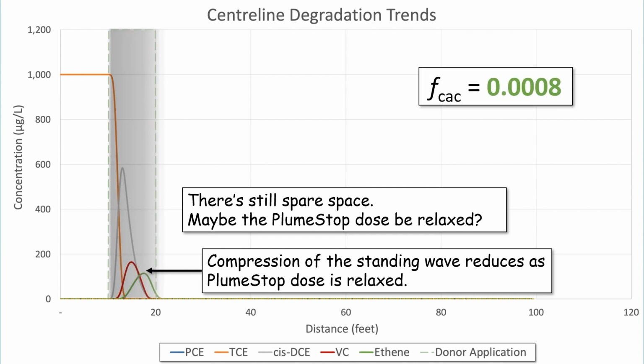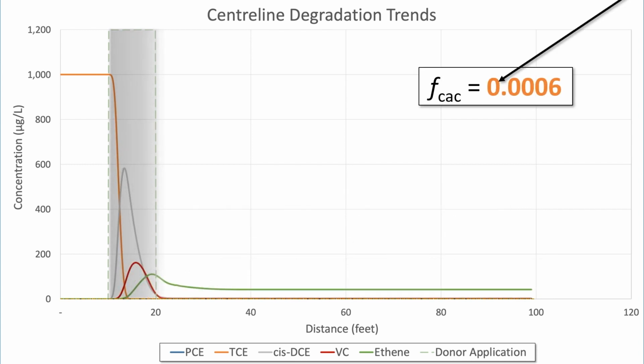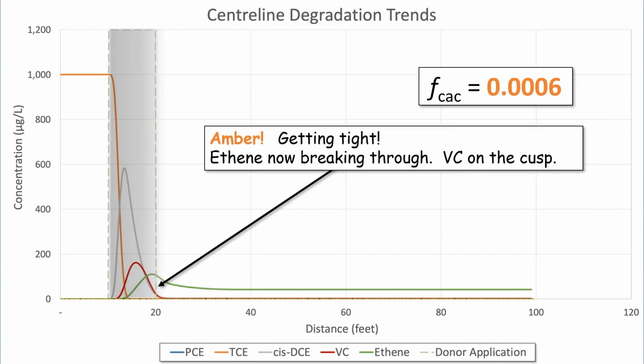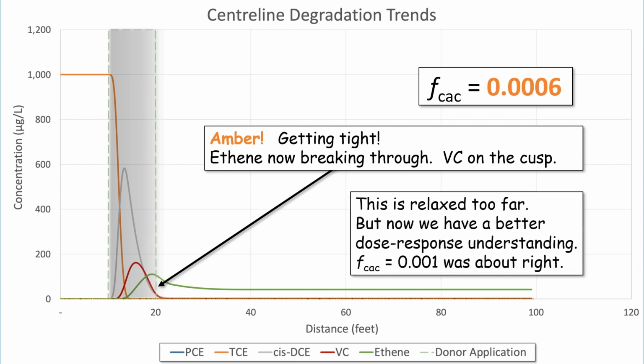0.008, ethene is almost coming out of the barrier. 0.006, whoops, ethene's coming out. Vinyl chloride is almost on the cusp of coming out. That's probably a bit tight. So that's slightly relaxed too far, but it's given us an idea of the feel of things.